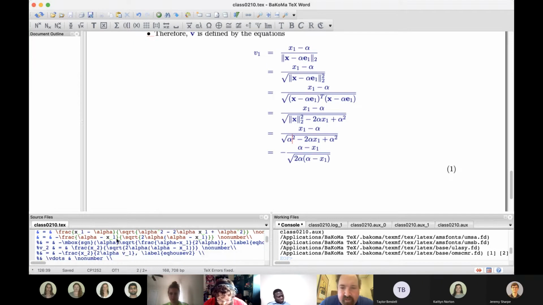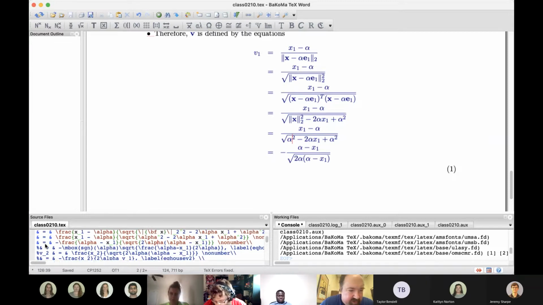I think you forgot a square when you add them, right? Oh, I get 2 alpha squared minus 2 alpha x1. I factor out a 2 alpha. Oh, okay, I gotcha. Okay. All right.